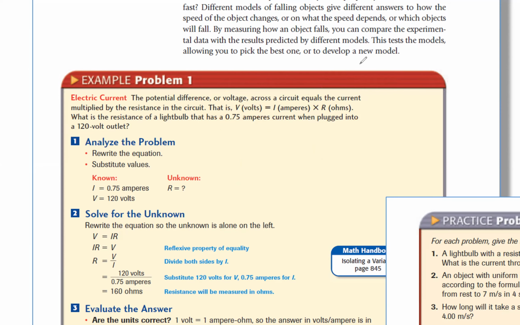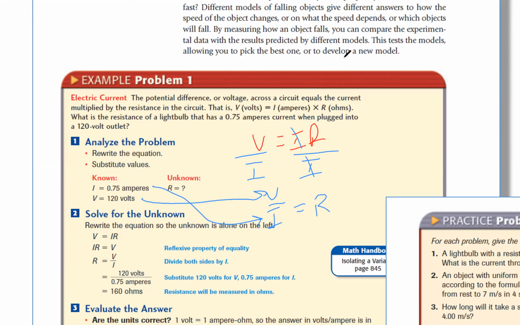So if V equals IR and you want to solve for R, just divide both sides by I. Whatever you do to the right side, you have to do the same thing to the left side. Then you're left with R equals V over I. If you know that V is 120 and I is 0.75, you plug it in.